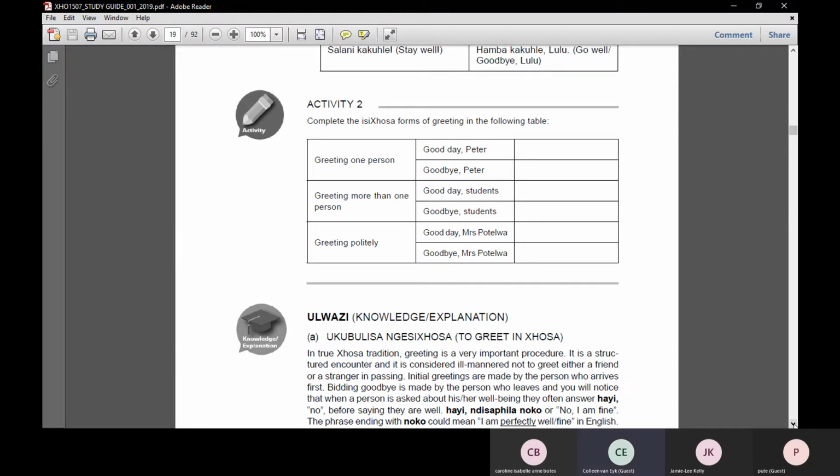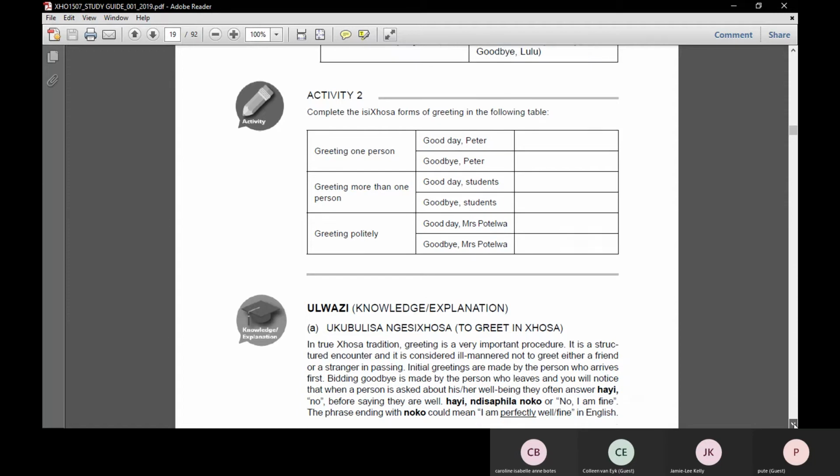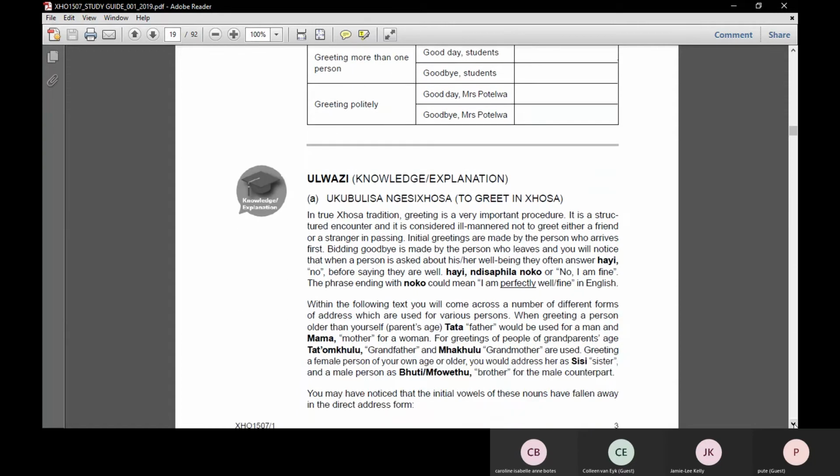Is it Hamba kakuhle Nkosikazi Potelwa? That's correct. Hamba kakuhle means go well. And sala kakuhle means stay well.